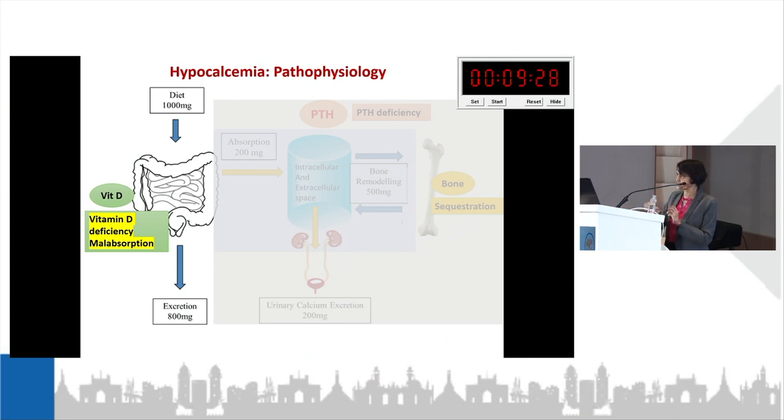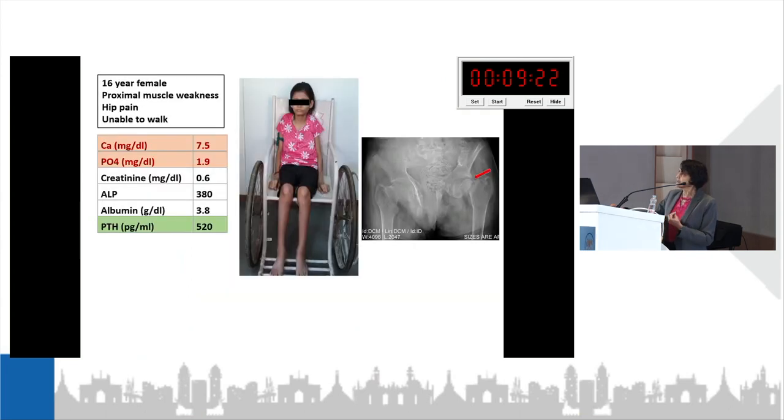Vitamin D deficiency is what we would like to highlight with a few case capsules. Here is a young teenager who comes with severe aches and pains, and she has extremely severe muscle weakness, as is very clearly discernible by the fact that she's sitting in a wheelchair.